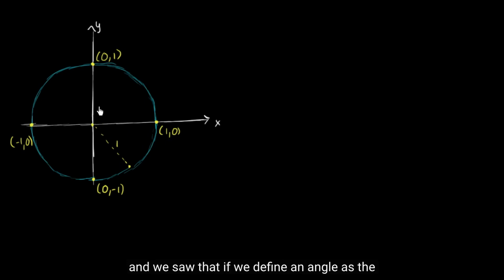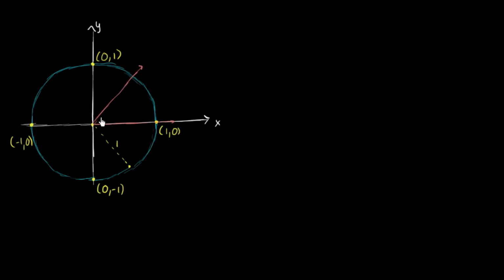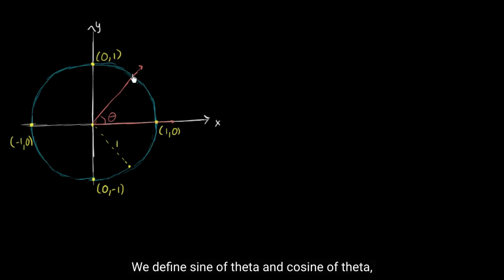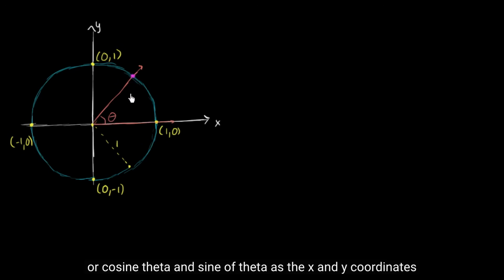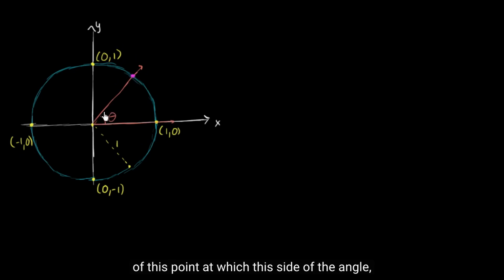And we saw that if we define an angle as having the bottom side of the angle along the positive x-axis, and then the other side of that angle, thinking about where it intersects the unit circle, so let's say that this is the angle theta, we define cosine of theta and sine of theta as the x and y coordinates of the point at which this side of the angle, the side that is not the positive x-axis, intersects the unit circle.